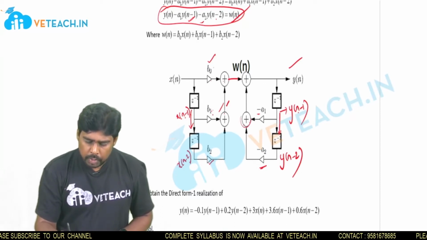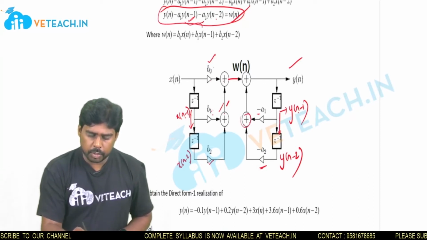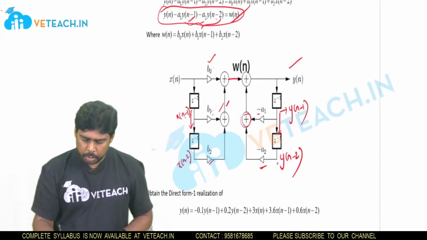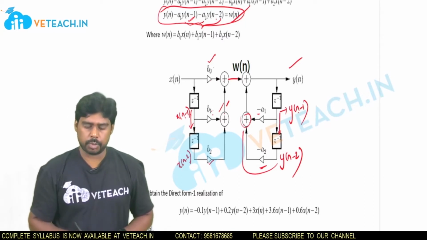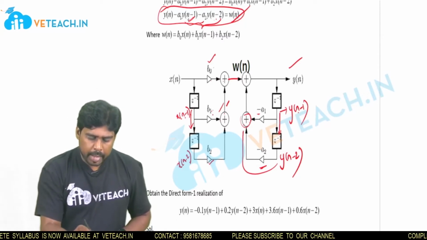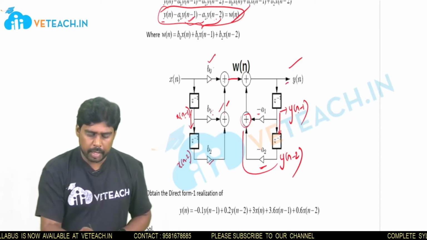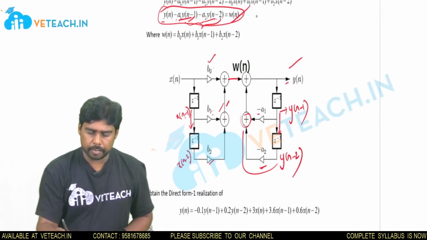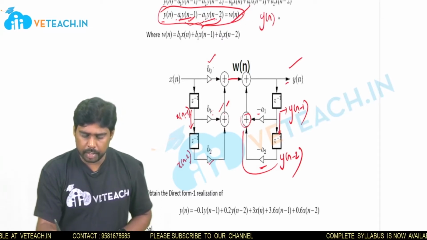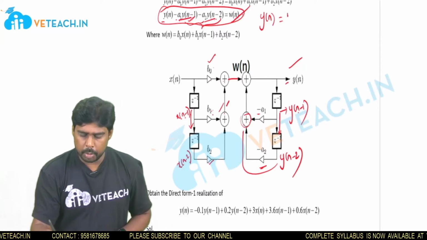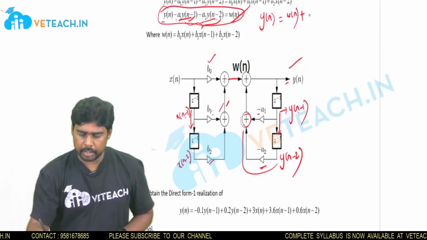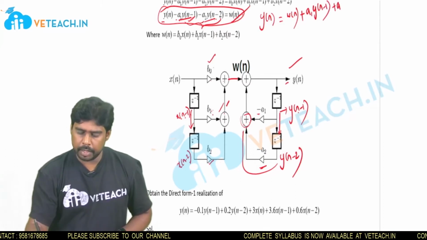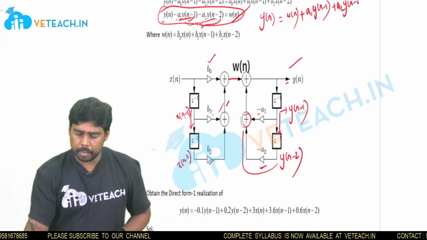And the output of this summing point is the combination of these two: a1 into y of n minus 1 plus a2 into y of n minus 2. And these two must be added to w of n. Suppose if you send these two to this side, you will get y of n equal to, here we have w of n, and if you bring this like this, a1 into y of n minus 1 plus a2 into y of n minus 2.